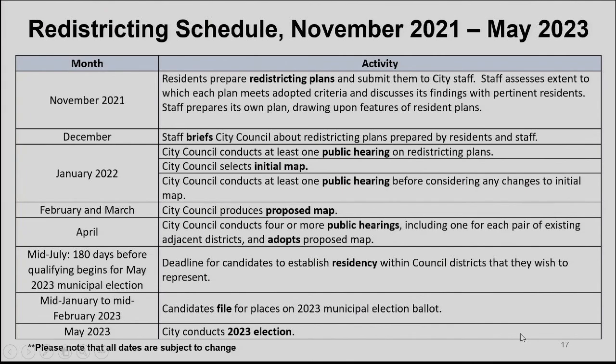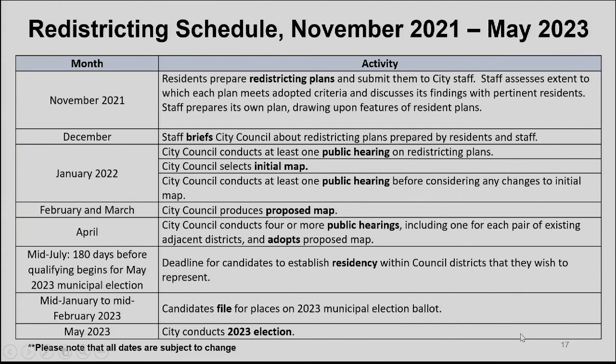And then we've allowed 2 months for the Council to produce a proposed map. And then the month of April will be given to the public hearings on the proposed map before the City Council takes any action. We're recommending the Council aim to adopt a new council district's map by the end of April, although practically they could take up to 2 more months to act on a final map.